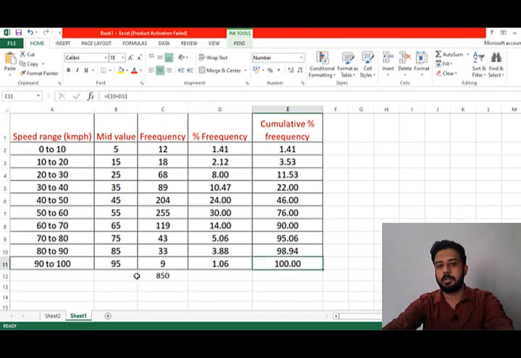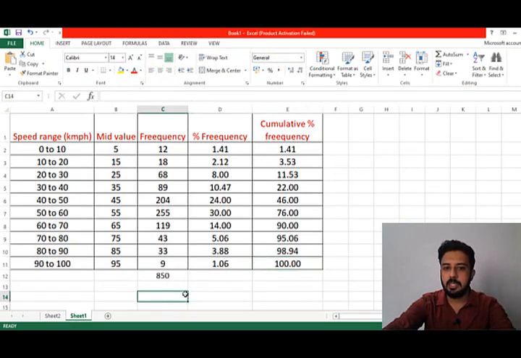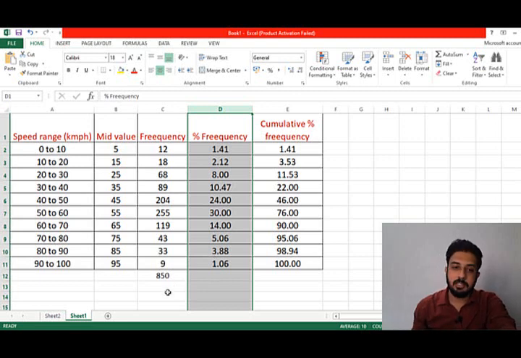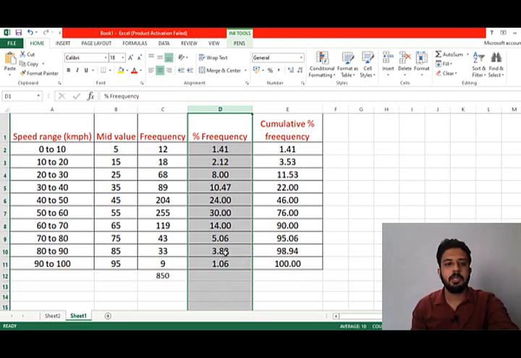Now I'm just going back to our previous data. Now see here, if you are checking this column D, the percentage frequency, you understand it keeps on increasing, then it is decreasing. So generally on the field it will be like that. In the middle range, around 40, 50, 60, you may be getting the maximum number of vehicles. Very slow moving vehicles will be very few in number. High speed vehicles, that also very few in number. In the medium range you may be getting maximum vehicles.